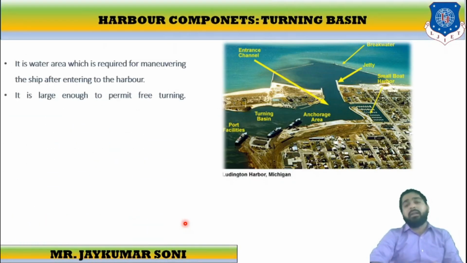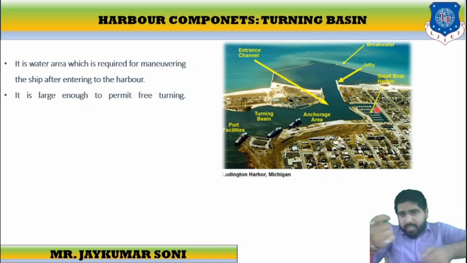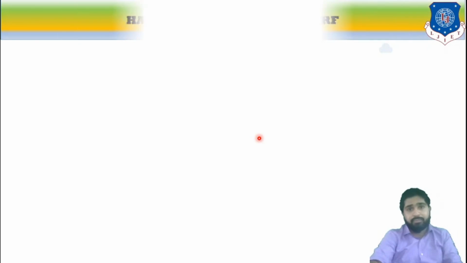Now another particular part is the turning basin. See, you can observe this. This is the turning basin. It is the water area which is required for maneuvering the ships to change their direction once the ships enter the harbor. It is large enough to permit free turning. This should be large enough.